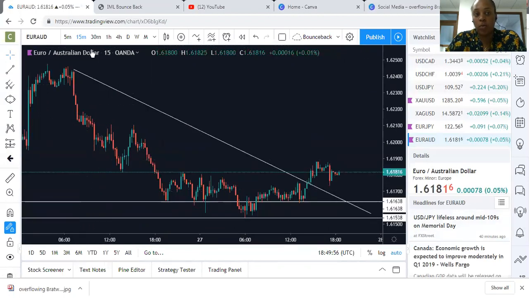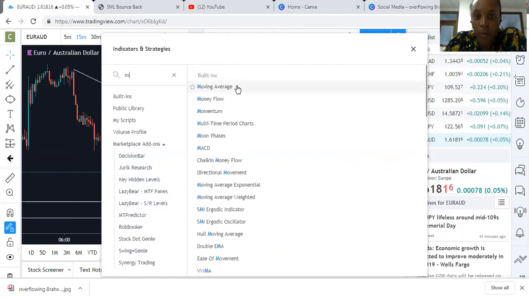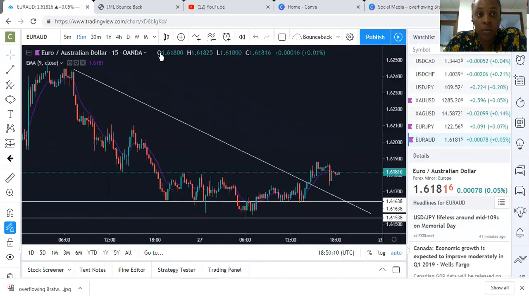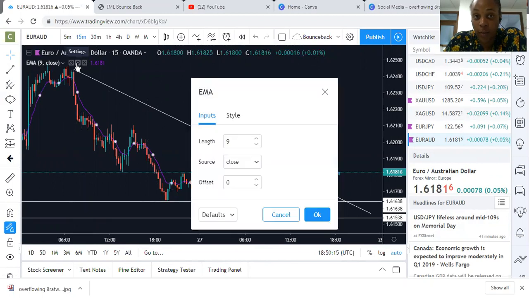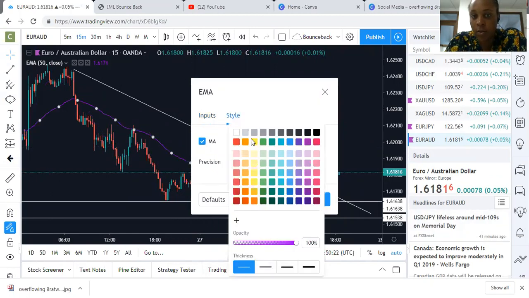The last one I want to go to is using the 50 moving average line, right? So we're going for the moving average exponential. And we're going to come here on the left hand side in the corner and change the settings of the moving average from 9 and we're going to put 50. Right? Just come over here to style and you can change it how you want to. I usually put mine blue and I usually give it some thickness as well.